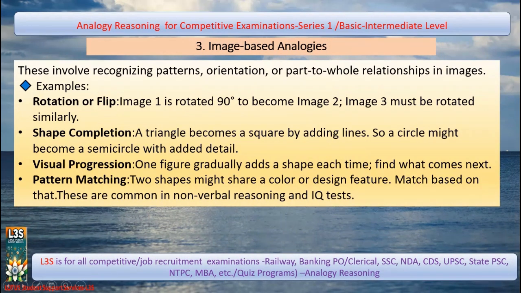In image-based analogies, we have to recognize patterns, orientation, or part-to-whole relationships in images. Rotation or flip: image 1 is rotated 90 degrees to become image 2, then image 3 must be rotated similarly. Then shape: a triangle becomes a square by adding a line, so a circle might become a semicircle by adding details. We will discuss this in detail later.